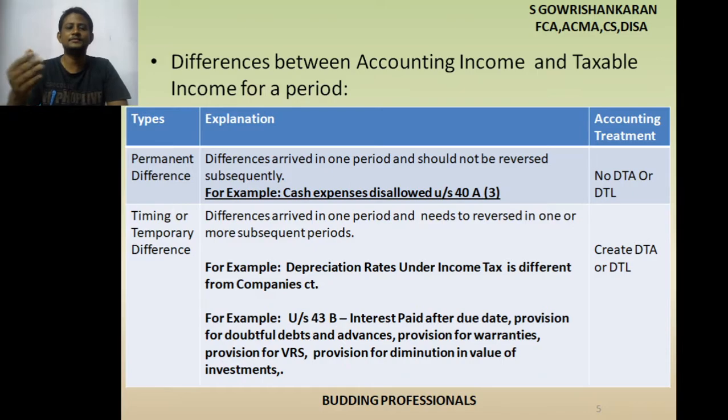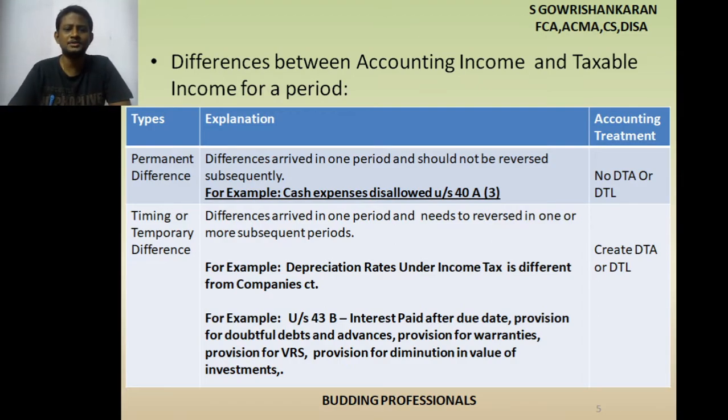We will understand what is deferred tax asset and deferred tax liability. For the time being, you should understand what permanent difference is. Permanent difference means that it is permanently disallowed or ignored under the Income Tax Act. That item you should not consider while preparing the deferred tax asset or liability. One of the examples is cash expenses. If you paid more than 10,000 rupees in cash, then it is disallowed. You cannot treat it as an expense in the Income Tax Act. The same should be ignored in preparing the deferred tax also. Got it? That is permanent difference.